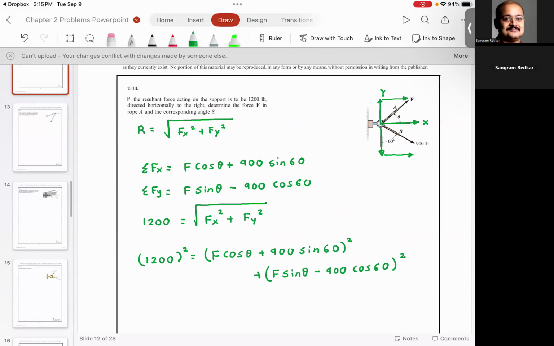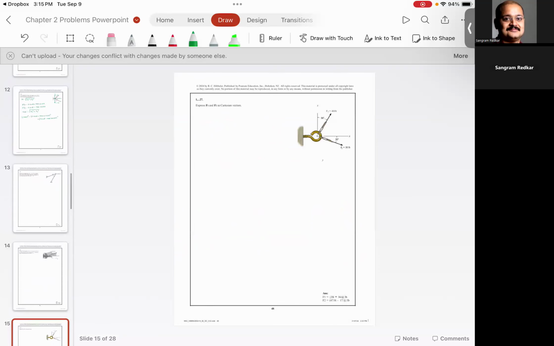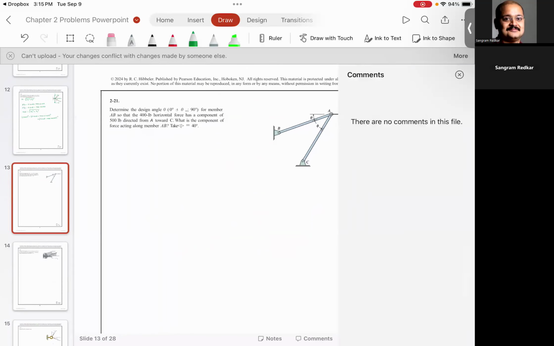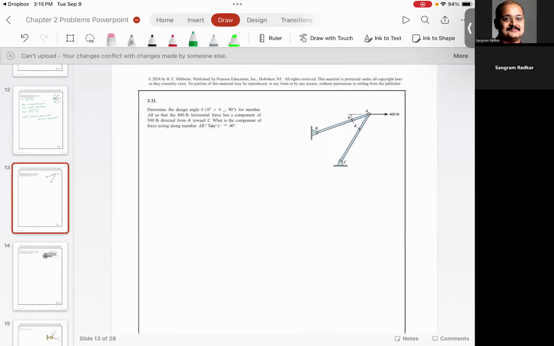Now let's look at this problem, which is the same as the previous problem. I'm going to assign this problem as homework. It is the exact same problem wherein you have two forces and you have to find out the forces in each member. But I will set the problem up.